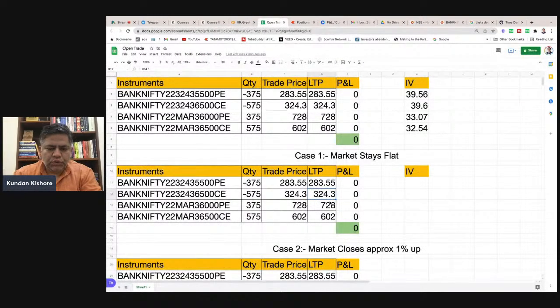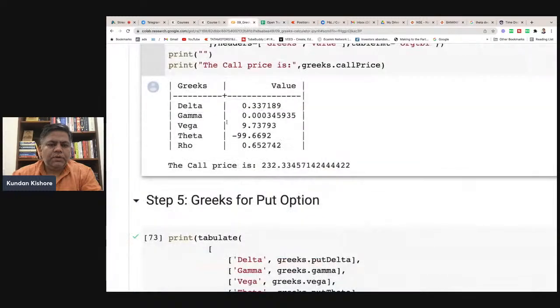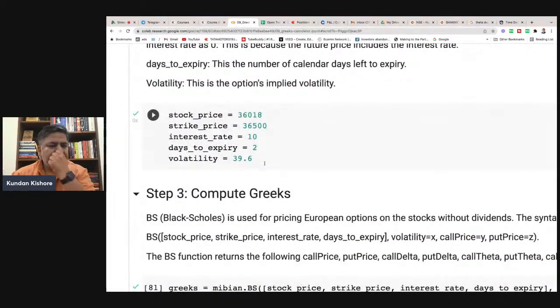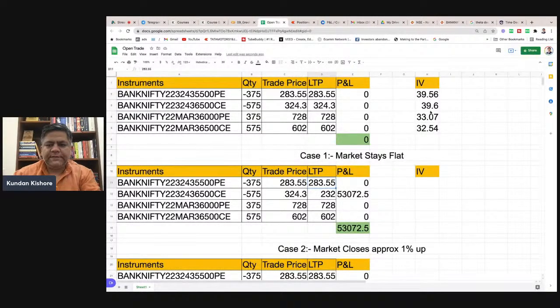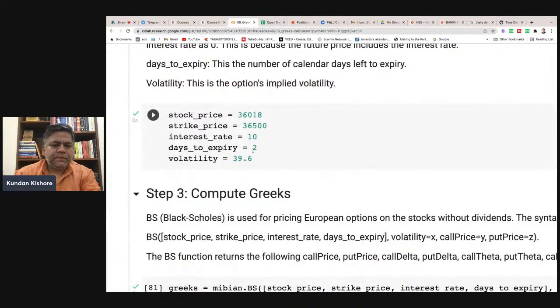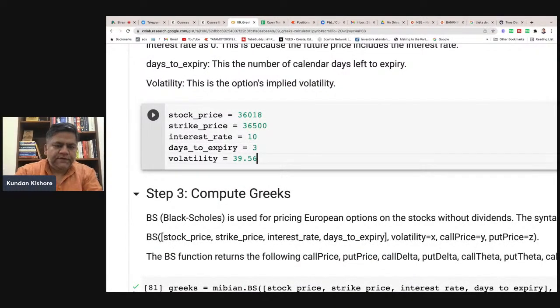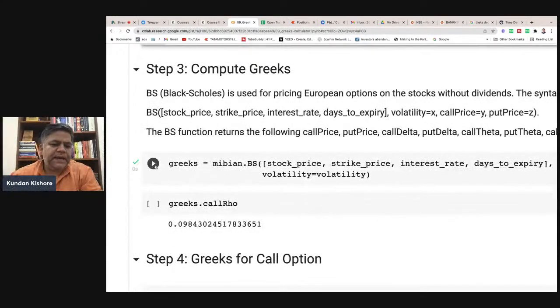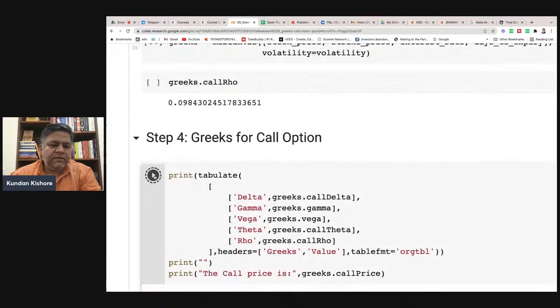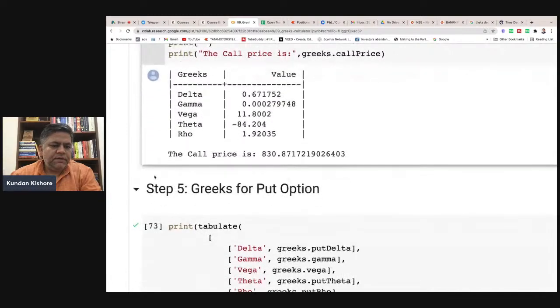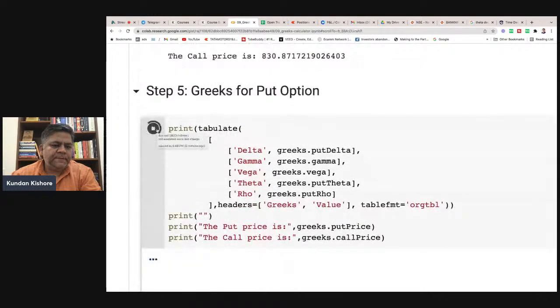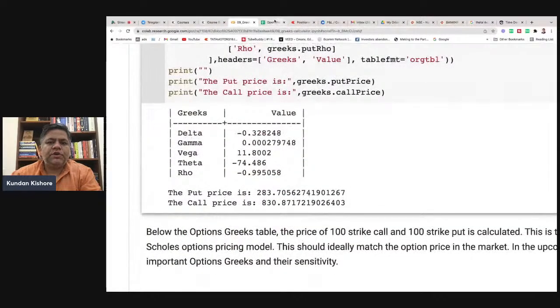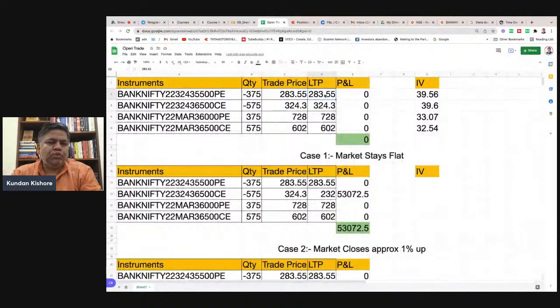232. Let's talk about the put option. To use the put option, again the volatility we have to find. The volatility is 39.56. 3 days, 39.56, and 35,500 is the strike price which we have written. First, let's match that whatever the exchange is displaying, we are displaying the same thing. Here this is the call option, but we need to find the price of the put option. Put option here is 283.70, exactly the same price, a bit of a point 2 or something here and there. So 283 is the right price.